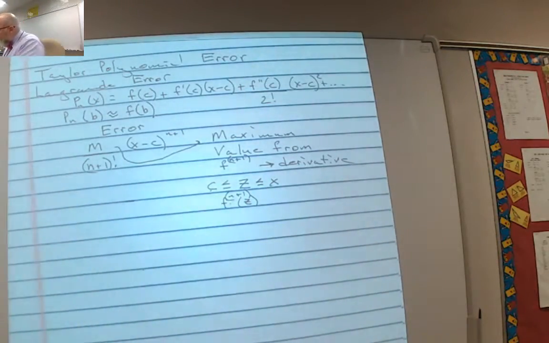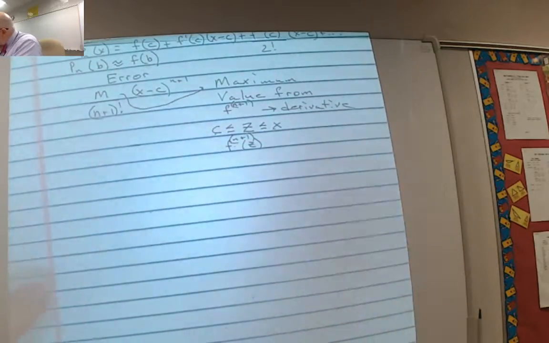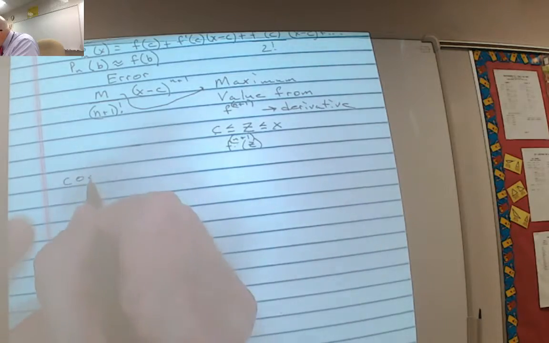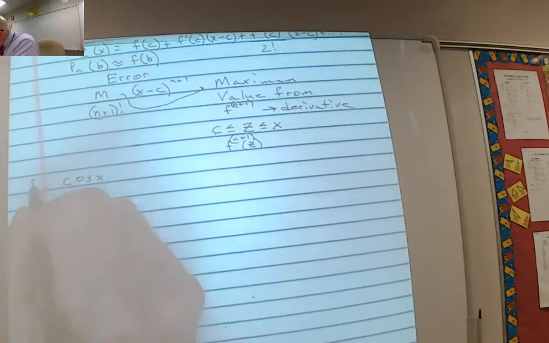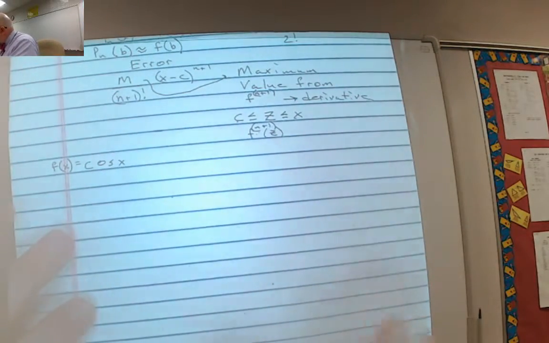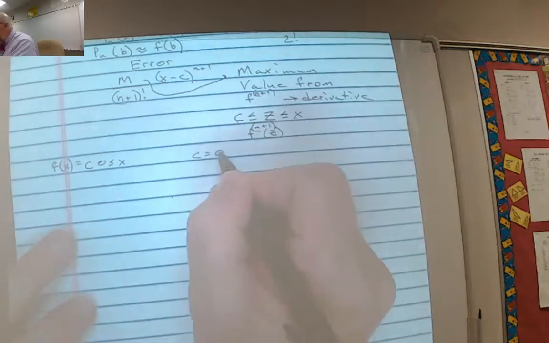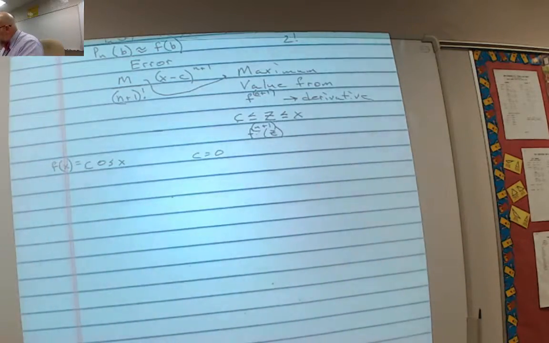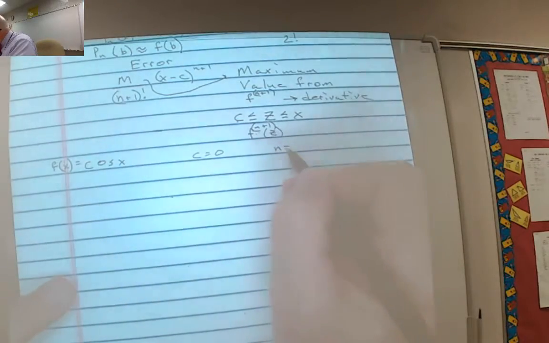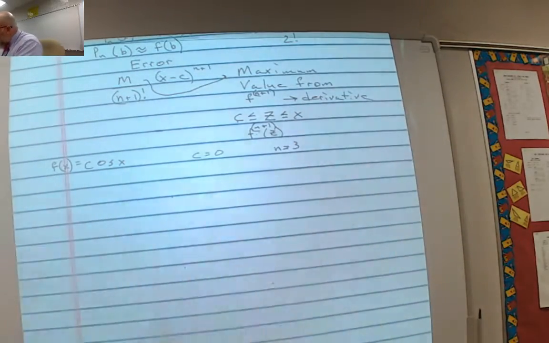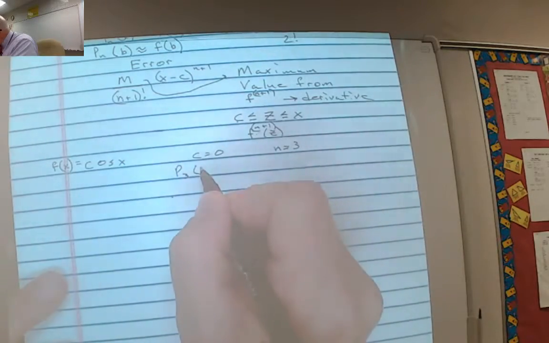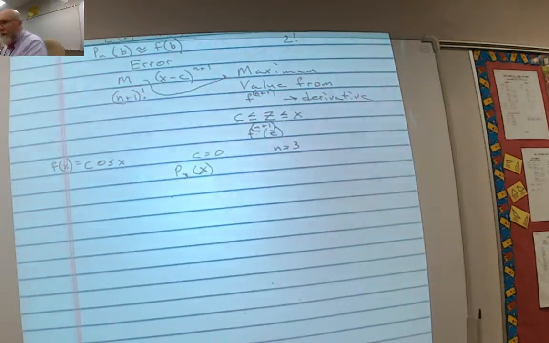Okay? So the example I'm going to begin with is the cosine of x as my function, f of x. And c is going to be 0, so it's going to be a Maclaurin series. And I'm going to have n equal 3. So I'm going to come up with a third degree Taylor polynomial that's centered around 0.